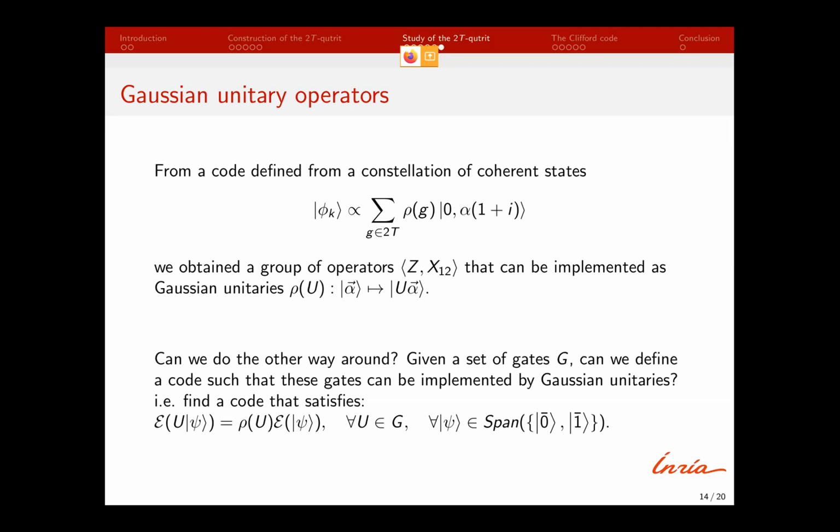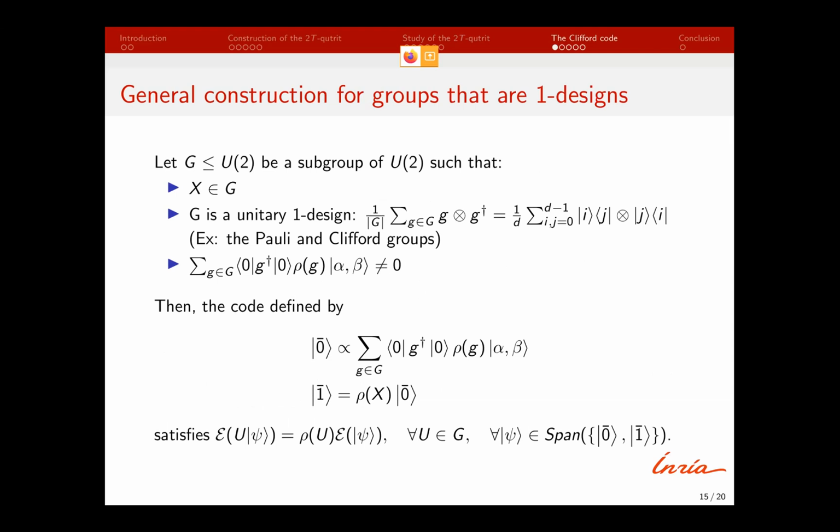Note that the 2T-qutrit will not be an example of these codes, as here we had a qutrit in two modes, whereas in the new codes the dimension of the qubit is the same as the number of modes. So the answer is that yes, we can find codes for which a particular set of gates can be implemented with Gaussian unitaries, if certain conditions are satisfied.